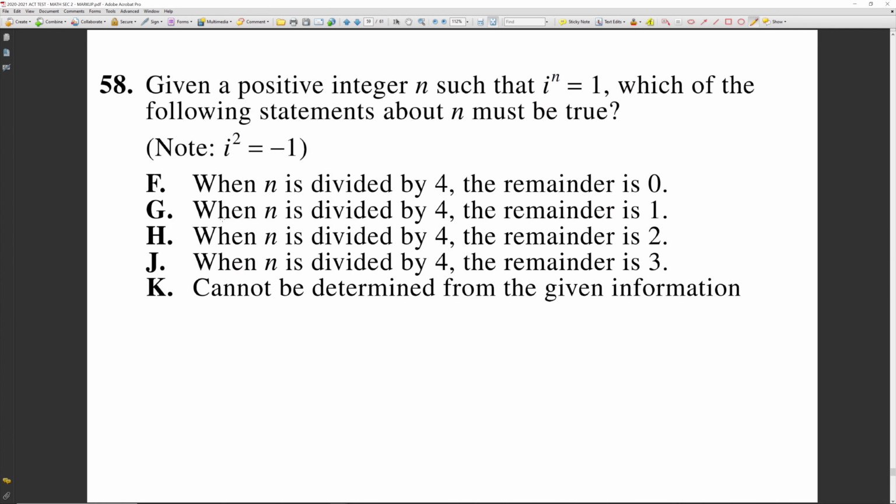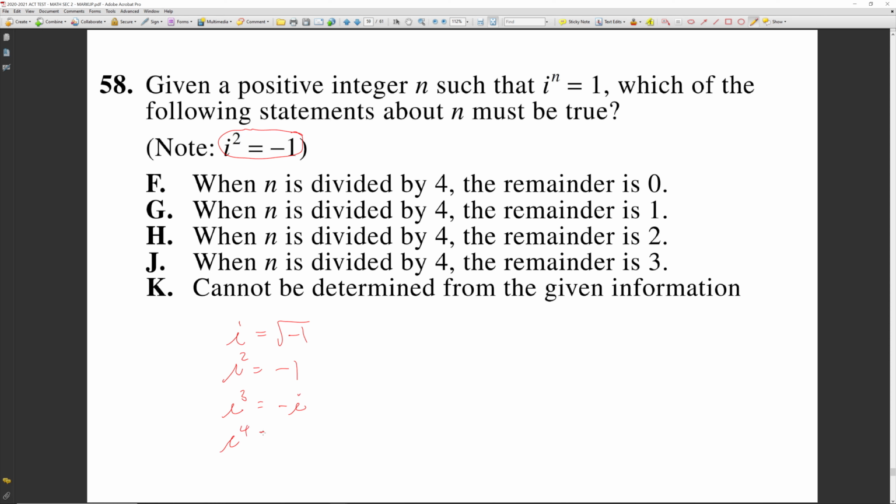And boom. Number 58. Given a positive integer n such that i to the n is equal to 1, which of the following statements about n must be true? Note that i squared is equal to minus 1. Okay, so to make sure I get the right answer, i is equal to the square root of minus 1, and then i squared is equal to minus 1, according to the definition here, right? So what's i to the third? i to the third is just this value times i, which is equal to minus i.